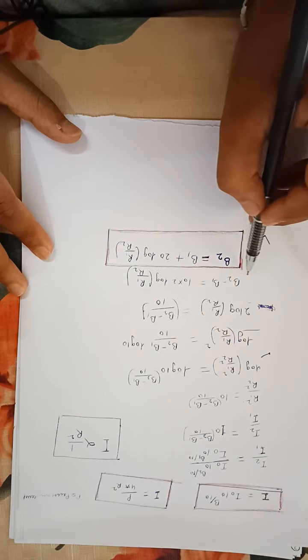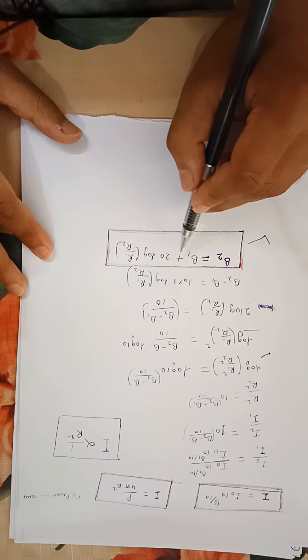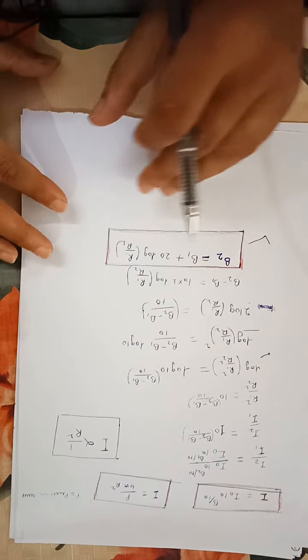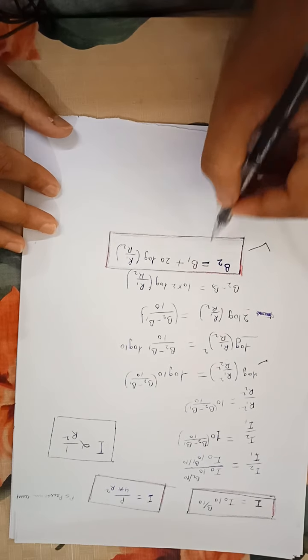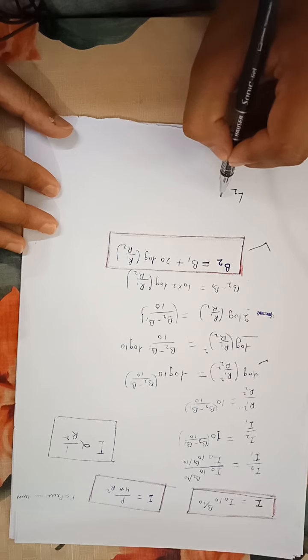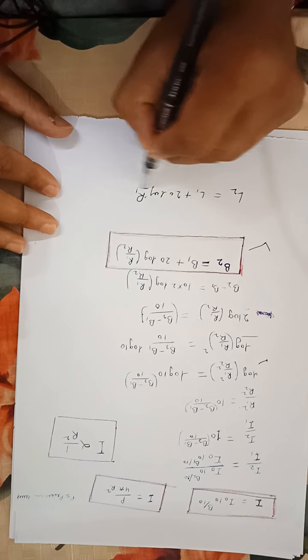After taking the log, we find this value: B2 is equal to B1 plus 20 log R1 by R2. So this is also an important formula, and you can say L2 is equal to L1 plus 20 log R1 by R2.